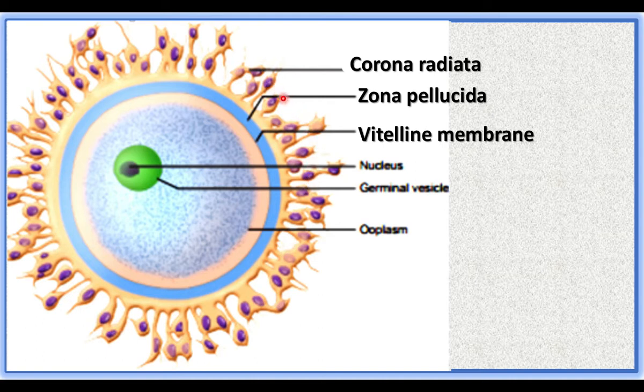It is formed of the follicle cells. In the previous video, we learned that the developing ovum is covered by follicle cells. These follicle cells form corona radiata. This ovum is released from the ovary by the process called ovulation.